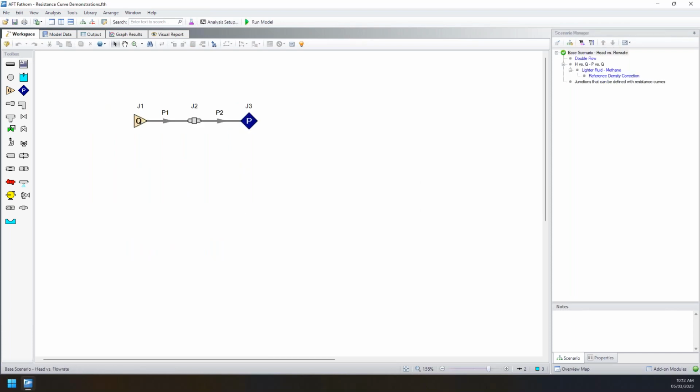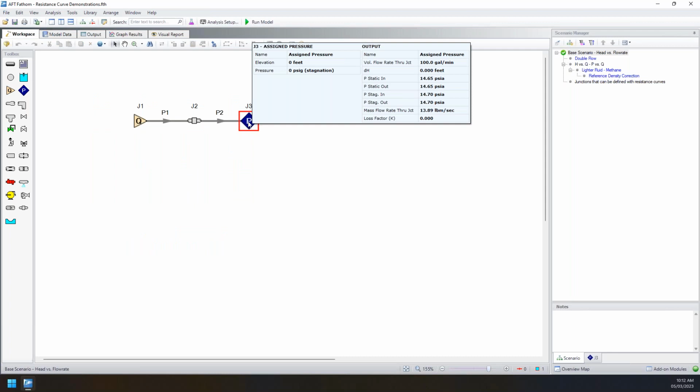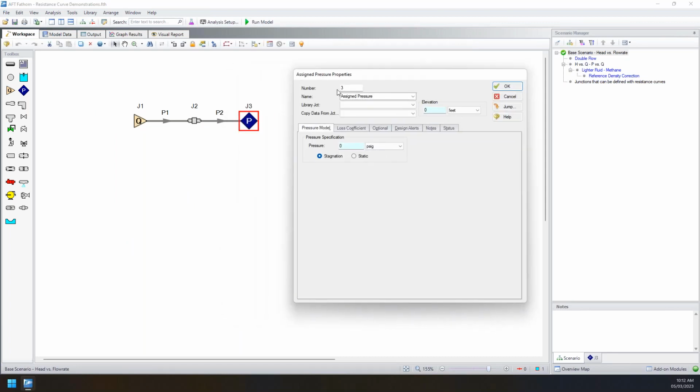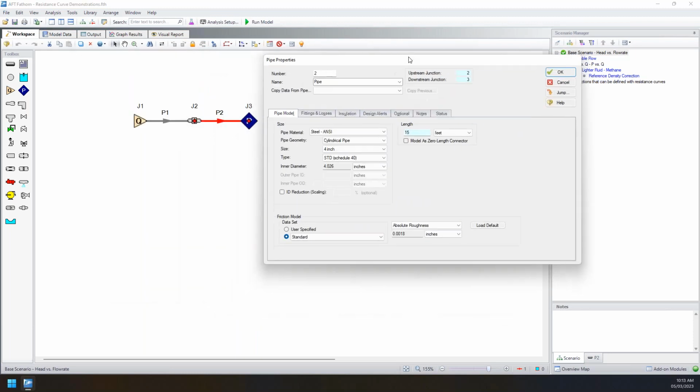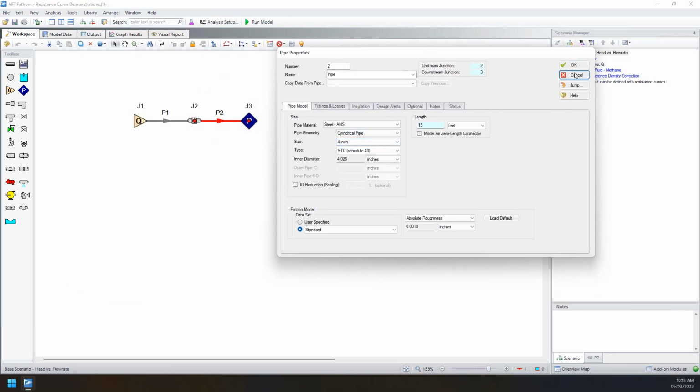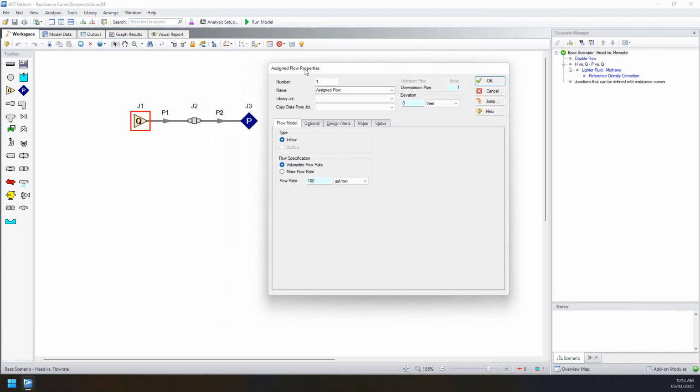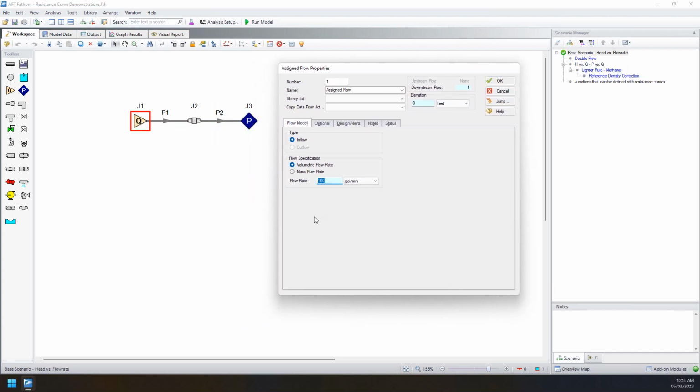So we'll go into our base scenario, where here we have a very simple system. We have just atmospheric pressure, where we're going to 0 psig. We have two relatively arbitrary lengths of piping, just 4 inches and 15 feet. And we're assigning the flow through the system to 100 gallons per minute. So this 100 gallons per minute effectively allows us to choose where on that resistance curve we're operating so that we can manipulate it and see what is going to be our head loss and what's going to be our respective pressure loss through that component.